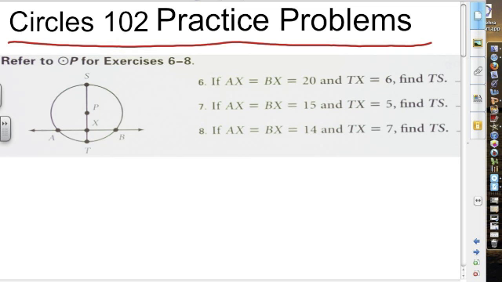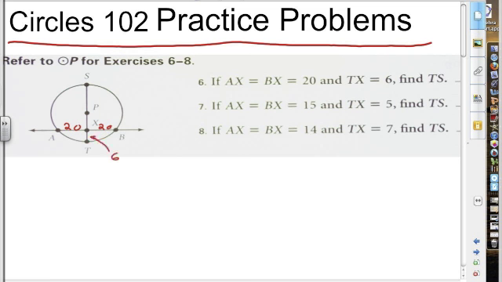And we're told that AX is equal to BX is equal to 20, and that TX is 6. How long is TS? Ooh, that's the whole thing. So I have, this is 20, and this is 20, and I know this little strip right here is 6. Well, according to the theorem we have, if I have two chords that intersect inside the circle, they divide each circle up so that the products are equal. So the 20 times the 20 has to equal the 6 times SX.